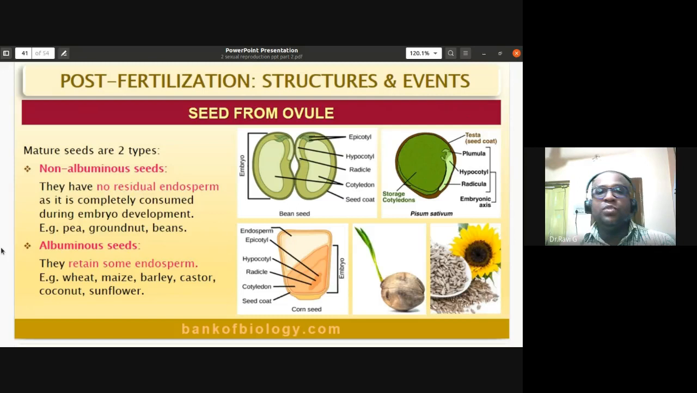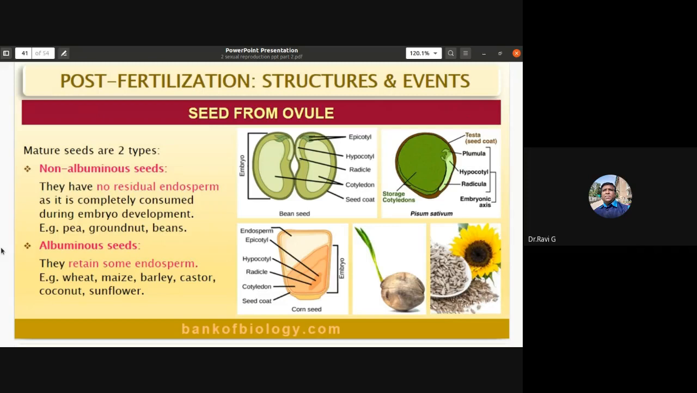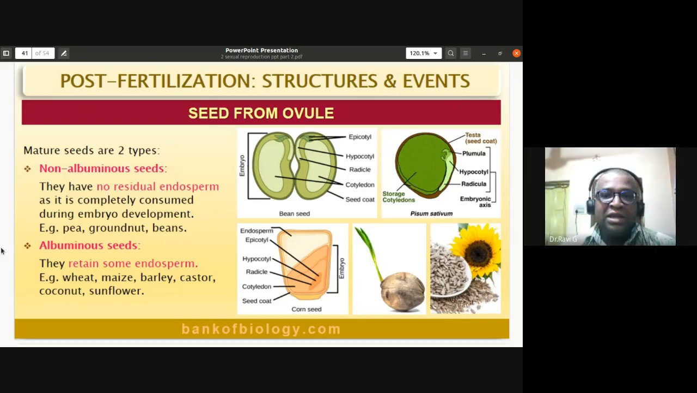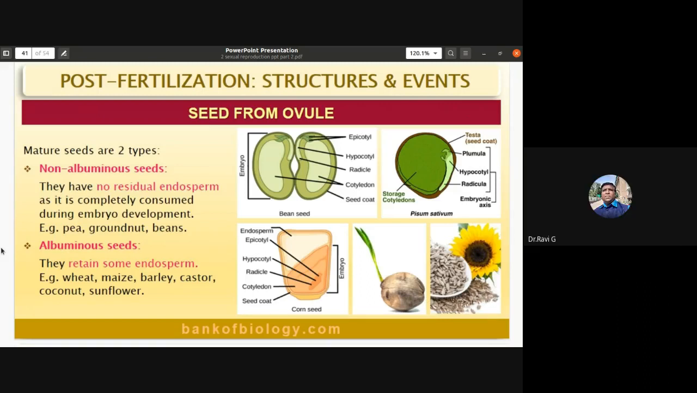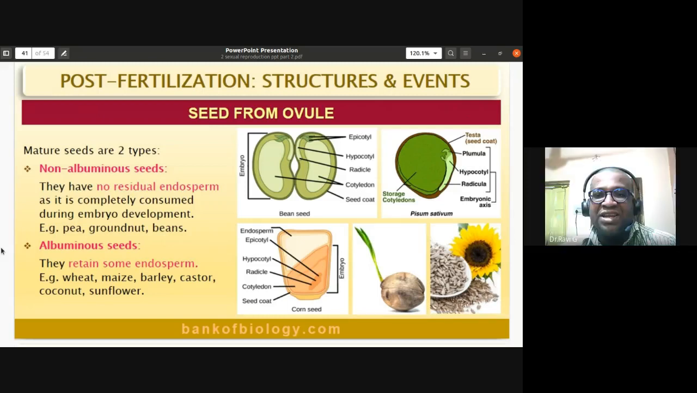So the mature seeds are of two types: non-albuminous seeds, or you can also call them non-endospermous seeds, and albuminous seeds, which have endosperm. I always ask my students to remember this as full meals and plate meals. Whenever you go to a Darshini or hotel and you go for full meals, you can have unlimited food. The more you want, they would serve you the rice and the food. But in plate meals, it is restricted. Whatever is given within the plate, only that you have to utilize.